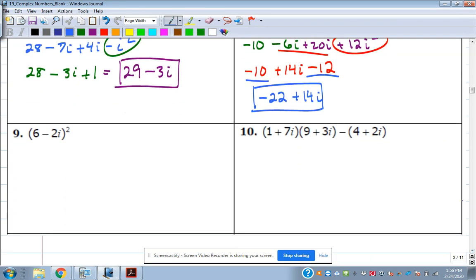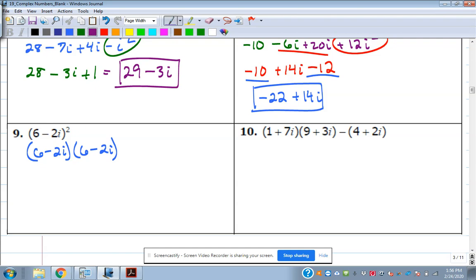Look at number 9. Sometimes we forget what that means. What's it mean to say 6 minus 2i squared? 6 minus 2i and then another 6 minus 2i. That's what it means. Don't make the mistake of just squaring the 6 and squaring the 2i. That's not all that there is. A lot of people want to go, oh, I just square both things inside and get 36 plus 4i squared, which is not correct. You'll miss the middle piece.